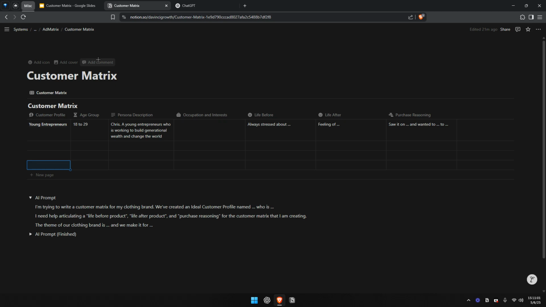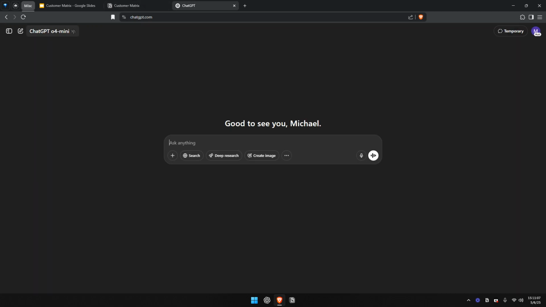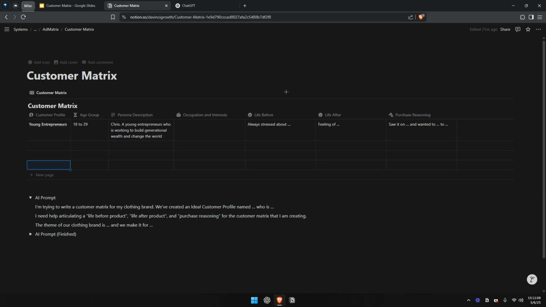And the reasoning was not the best. So it was kind of a headache, and I kind of just went back to writing it on my own. But using GPT-4o mini, I'm telling you right now, it's a game changer. But here's the AI prompt I use.